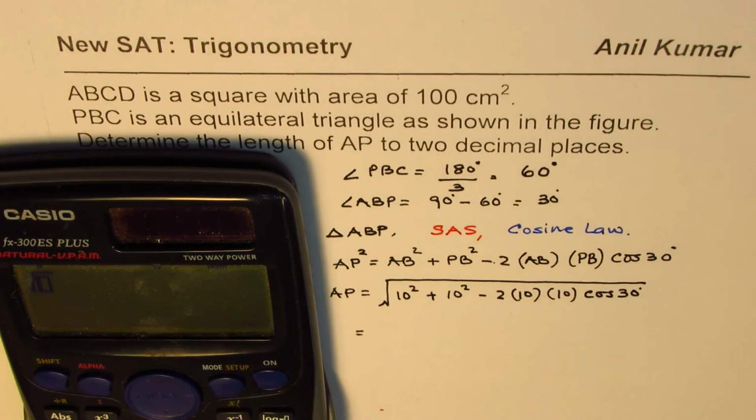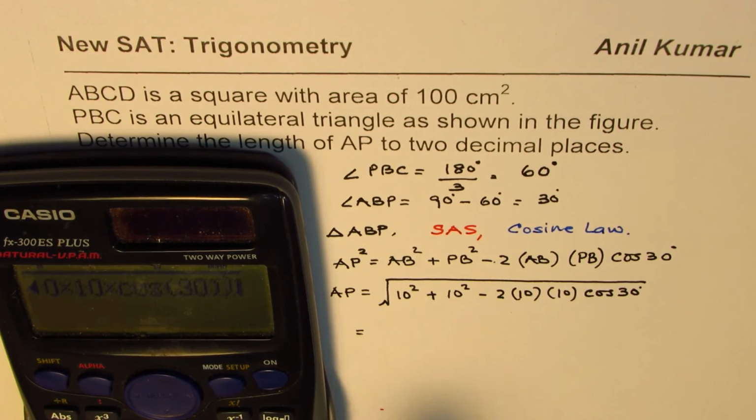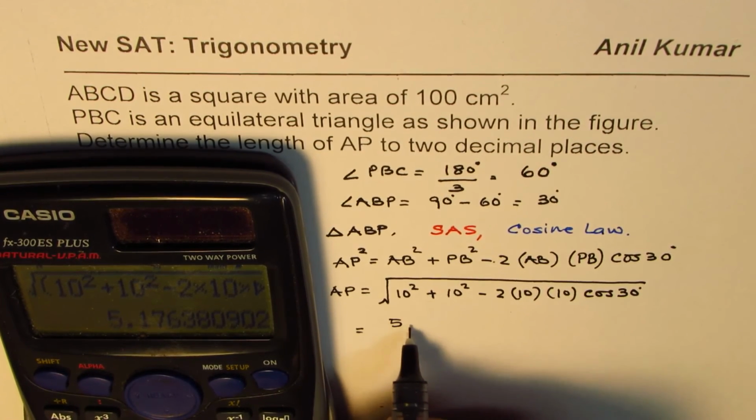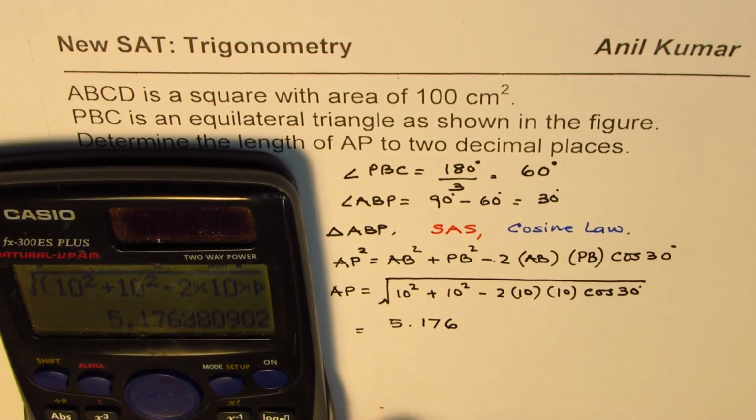So within the square root, we have all this. Let's put it in brackets. So it is 10 square plus 10 square minus 2 times 10 times 10 times cos of 30 degrees. Okay, and then we'll close the bracket for all this within square root, and let's say equal to, and we get 5.176 as our answer.